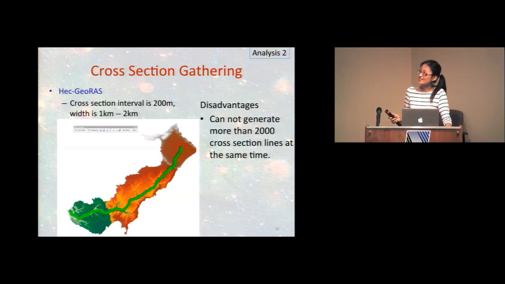This green band is actually cross-section lines. We have thousands of cross-section lines along the stream. So HackGRS can capture the elevation and coordinate information. But HackGRS has a strong disadvantage: it cannot process all the cross-section lines at the same time. So it's a very time-consuming job when I use HackGRS. But hopefully Brown Dog will help me generate this much faster.